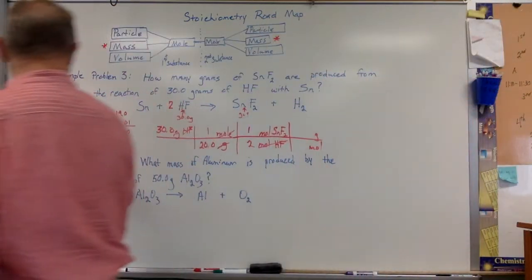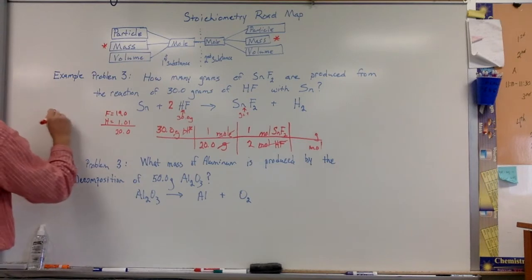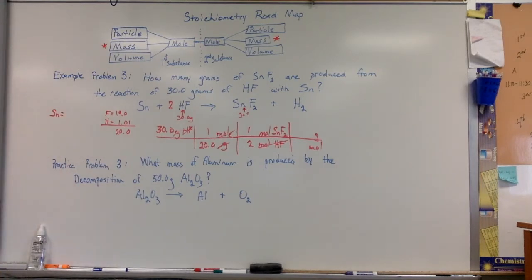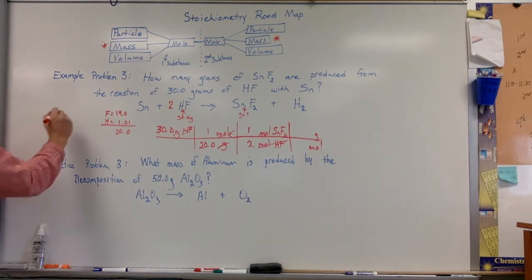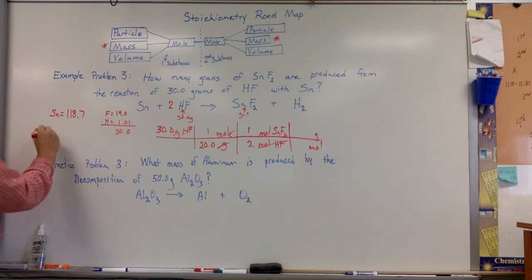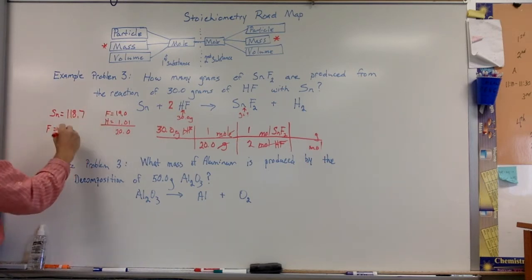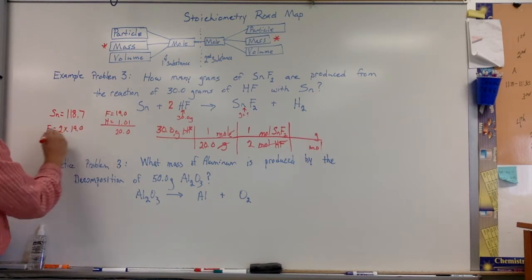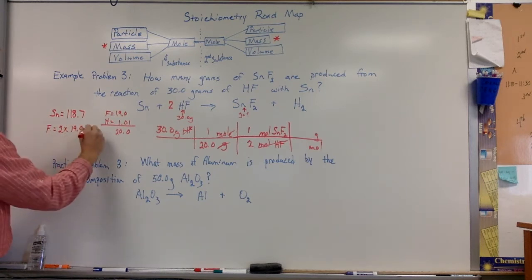So Sn is going to have 118.7. I have 2 of the fluorines. We said fluorine was 19.0, so 2 of those is going to be 38.0.